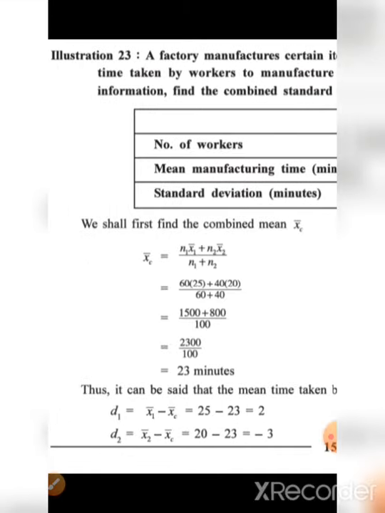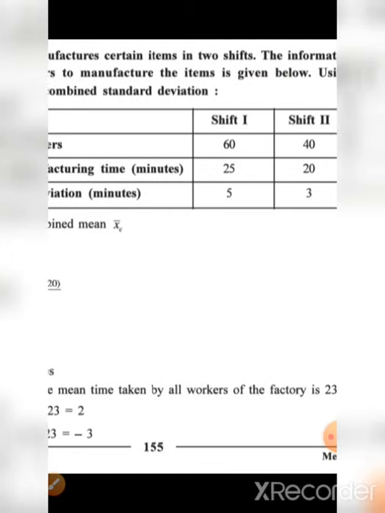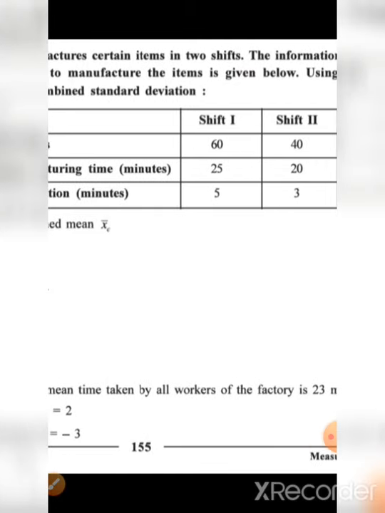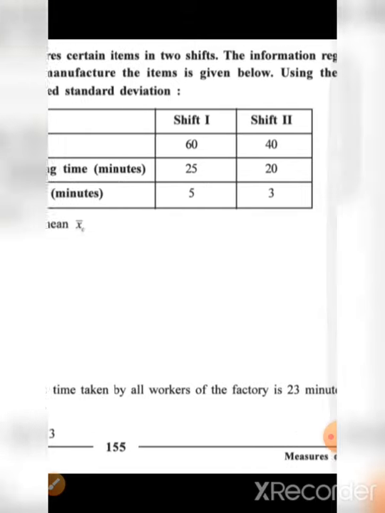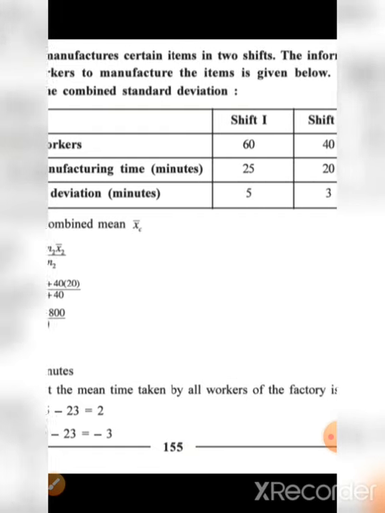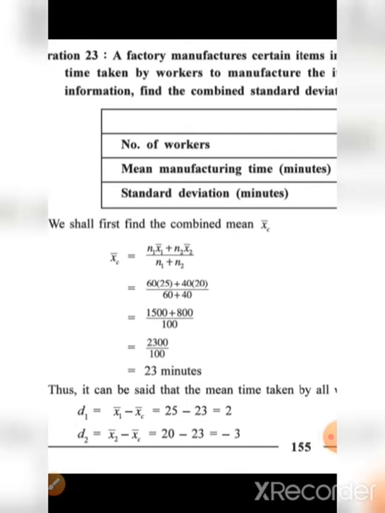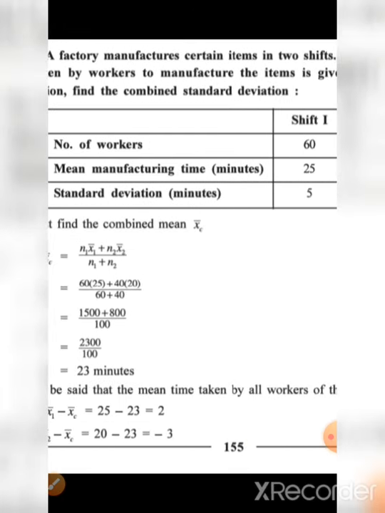Okay, what has been given? A factory manufactures certain items in 2 shifts. Over here 2 shifts have been given to you, that is shift 1 and shift 2. The information regarding the time taken by the workers to manufacture the items is given below. That is how much time the workers are taking to manufacture the products. Right? Using the following information, find the combined standard deviation. Over here they have directly told you to find the combined standard deviation.